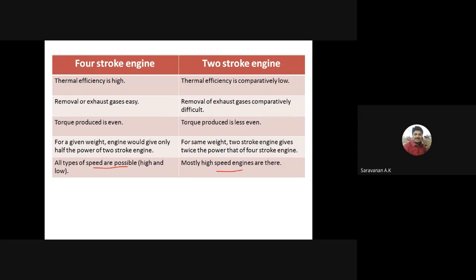We know the difference between the Hero Honda and the Yamaha RX 100, right? Which one is the high-speed engine? RX 100, right? Why? Because it is a two-stroke engine, right?